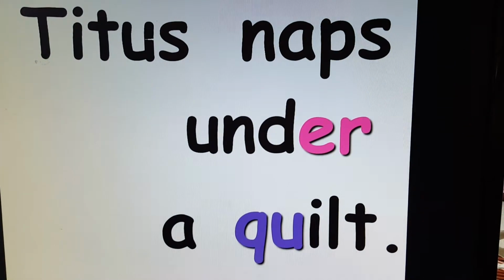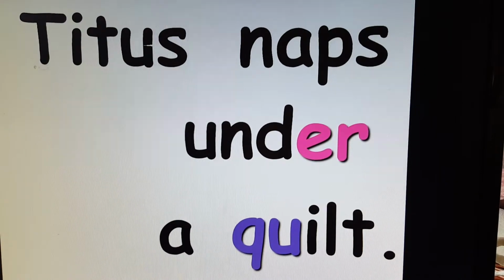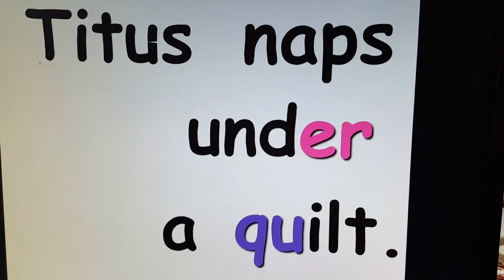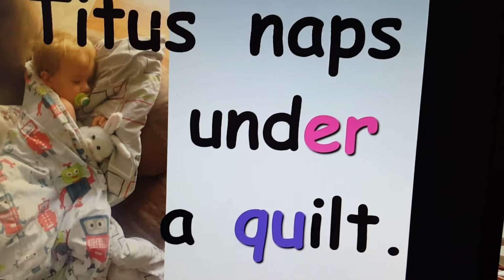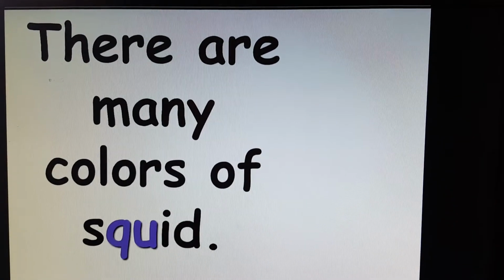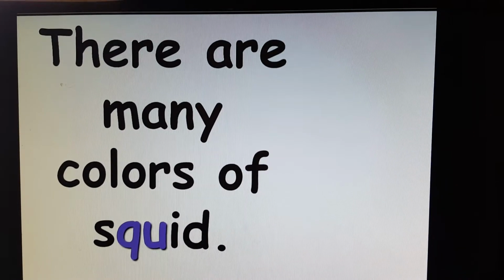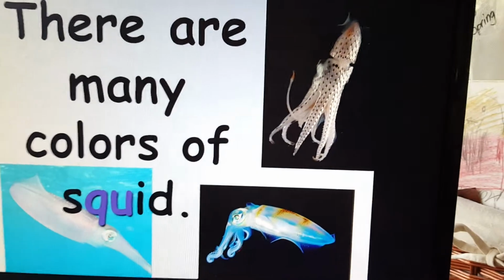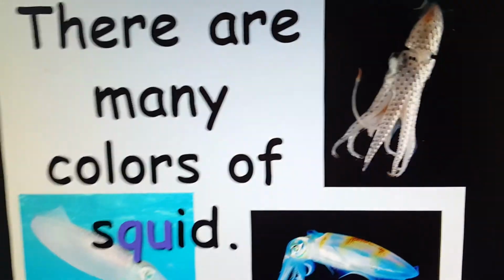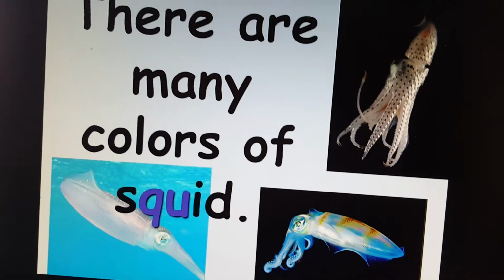All right, let's try a couple of sentences. Good for you. Titus naps under a quilt. There's a nice warm quilt for him, taking a good little nap. There are many colors of squid. And take a look. It would just depend on the variety of them. They all like to live, both octopus and squid like to live in warm waters.